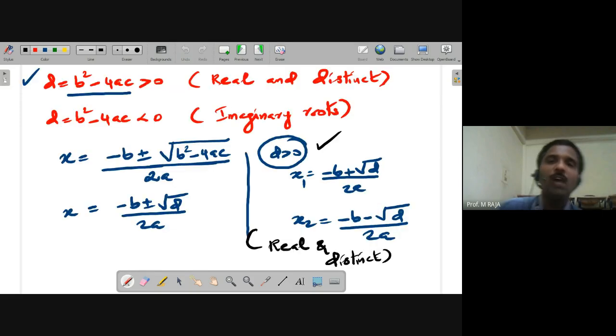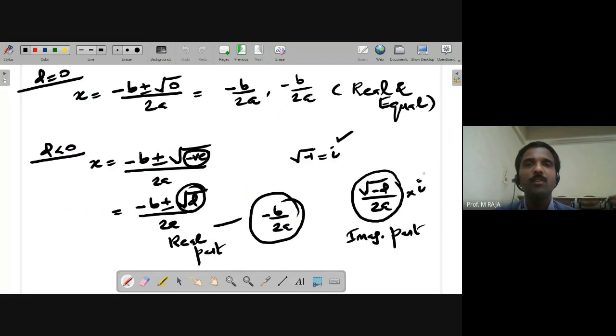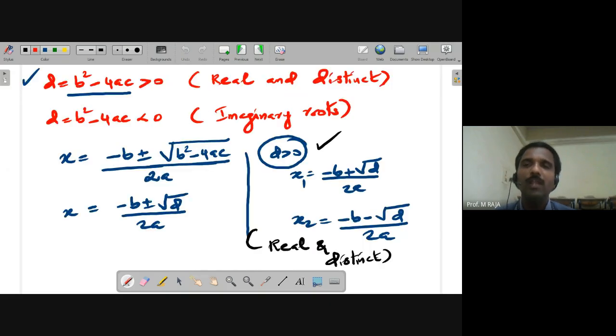So what we have to do is find the roots x1 and x2 of the quadratic equation, and find whether x1 and x2 are equal. Here x1 is equal to minus b by 2a, and x2 is also minus b by 2a for real and equal roots. x1 is equal to minus b plus square root of d by 2a, and x2 is equal to minus b minus square root of d by 2a when d is greater than 0.